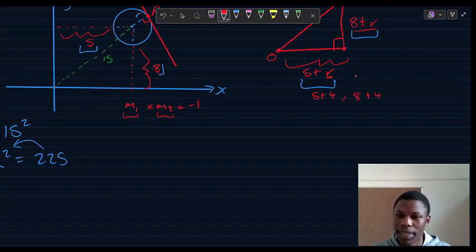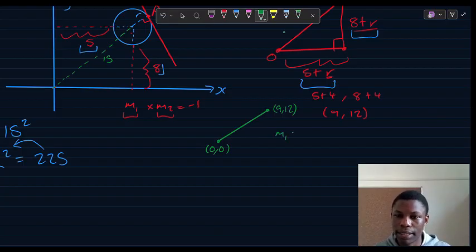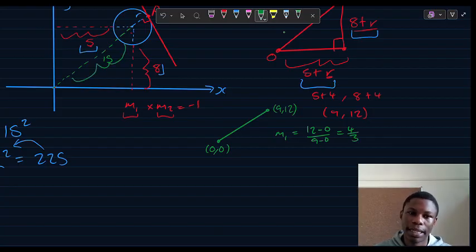8 plus 4. So my center is going to have the coordinates 9 and 8 plus 4 is 12. So I'm looking at a line of this form. It's starting from the origin 0, 0 and it ends at 9, 12. Right? So the gradient of that is just change in y over change in x, which really is just 12 minus 0 over 9 minus 0, which is equal to 4 over 3. So that will be the gradient of this green line there.